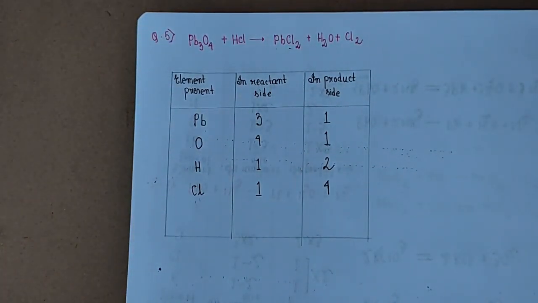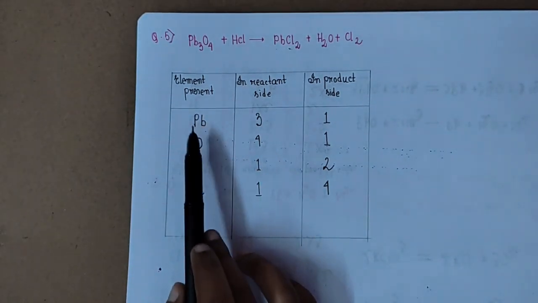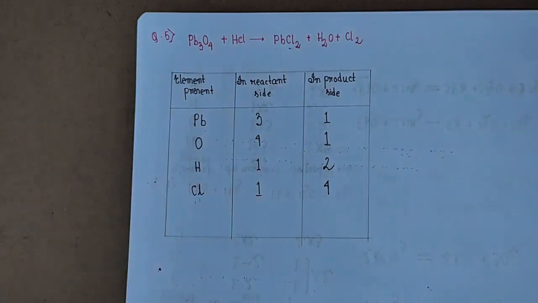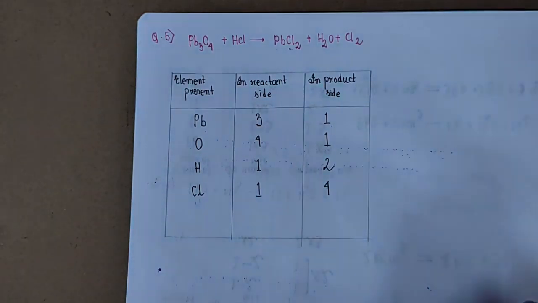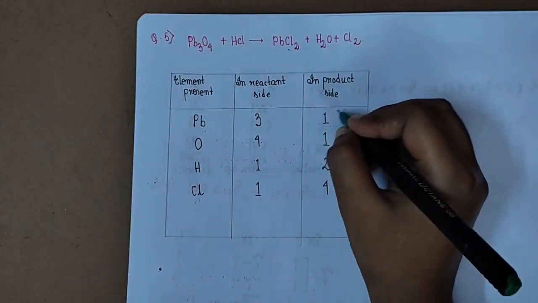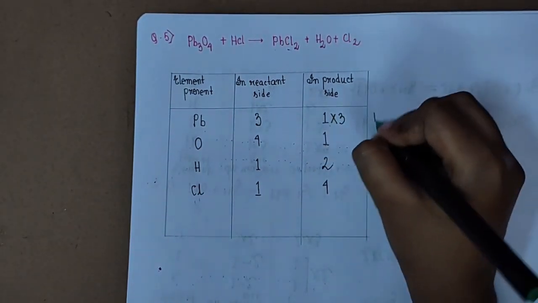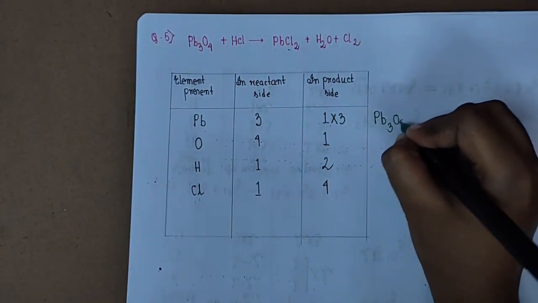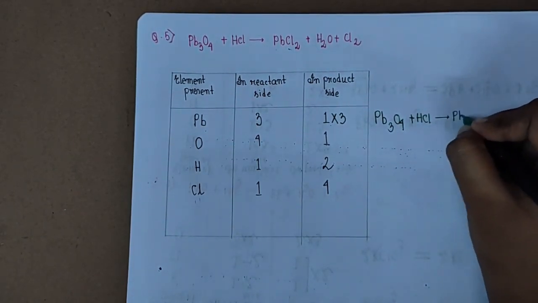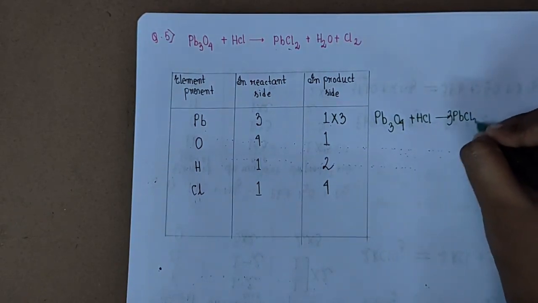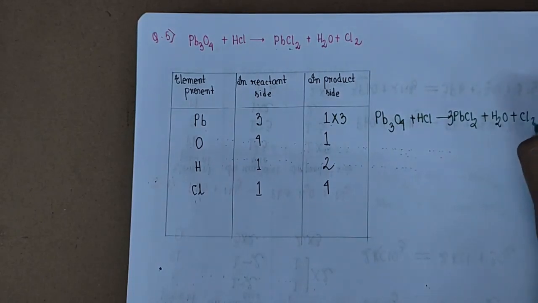So how to balance? We will start the balancing from the metallic part, that means from lead we will start. Now lead in the reactant side, the lead atom is 3 and in the product side this is 1. So what will we do? We will just multiply the product side lead with 3. So what should we get? Pb3O4 plus HCl, 3PbCl2 plus H2O plus Cl2.